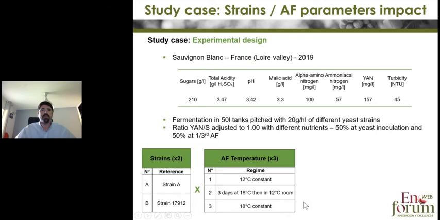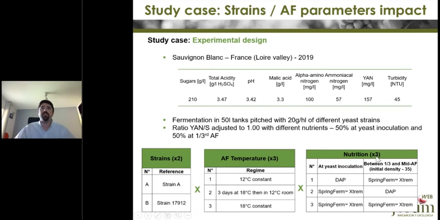In addition to that, we also selected 3 nutrition regimes: either mineral nitrogen, so DAP, diammonium phosphate, at the yeast inoculation and then a yeast autolysate at one third of fermentation, or the reverse, or only Springferm Extreme, so only a yeast autolysate. So 2 strains, 3 temperatures, and 3 nutrition regimes, and we will see the impact.